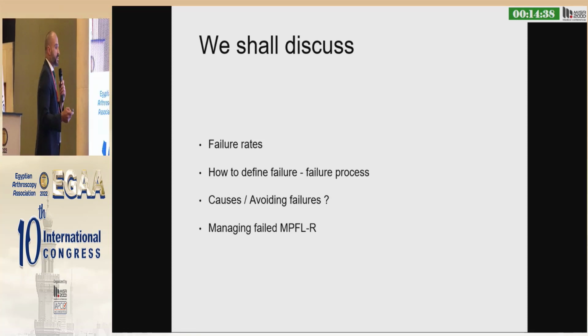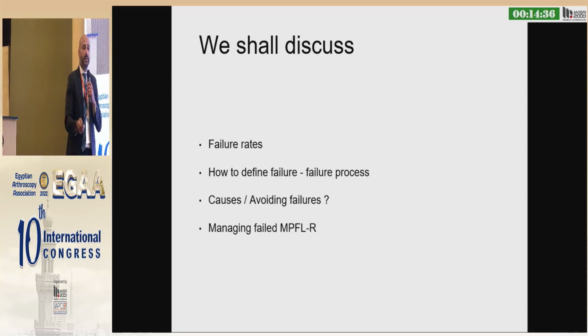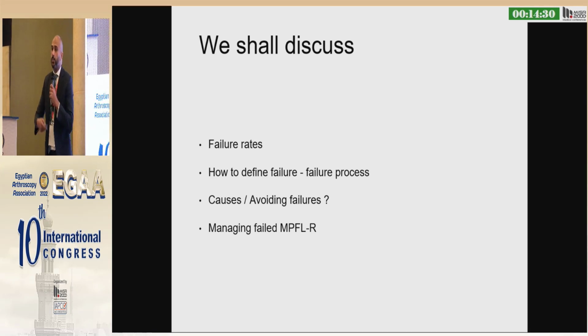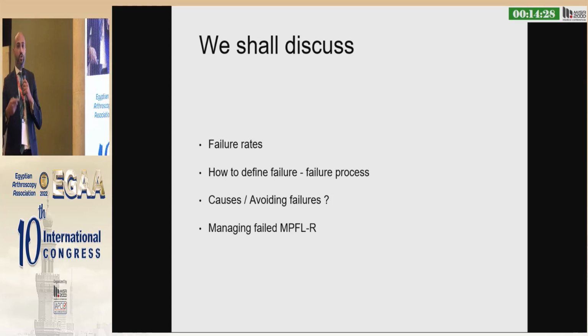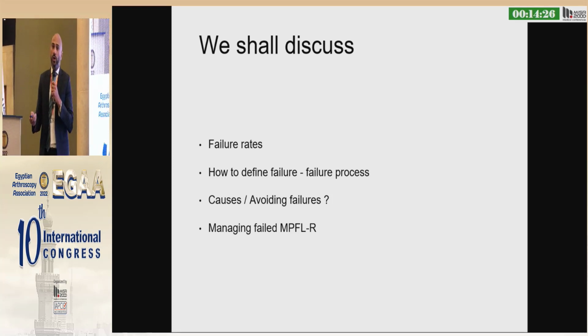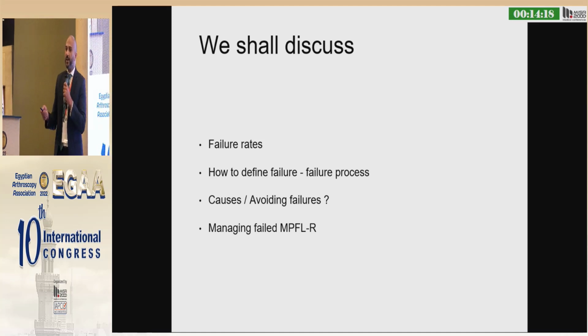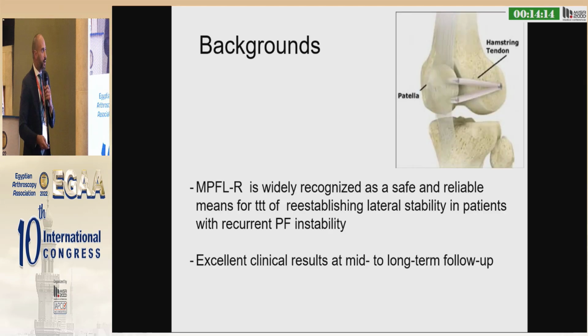And we shall discuss, first of all, the failure rates in MPFL reconstruction surgeries, how to define failure, and how the failure process starts and continues. I combined the causes and how to avoid them, in order to know how to avoid failure and have a higher rate of success. And finally, how to manage a case of a failed MPFL reconstruction.